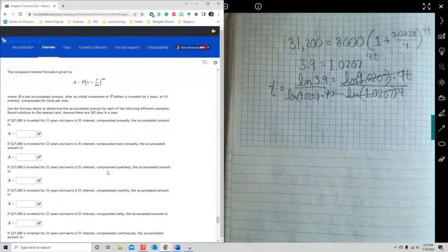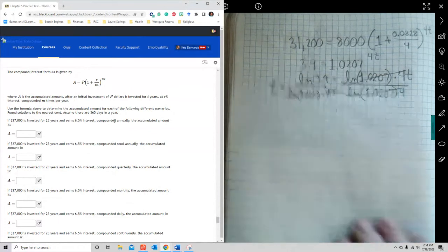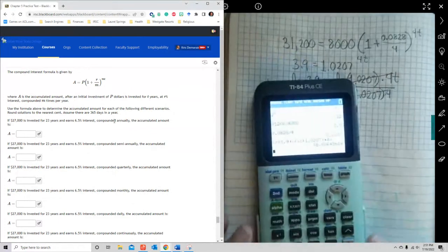Now, it's saying that if 27,000 is invested for 23 years and earns 6.5% compounded annually, the accumulated amount is blank. So what they're asking you for is to punch these values into this equation into the calculator. All right, and it's compounded annually. So you're just going to go ahead and drop it into the calculator. So let's clear everything out.